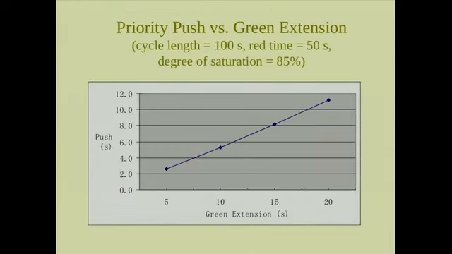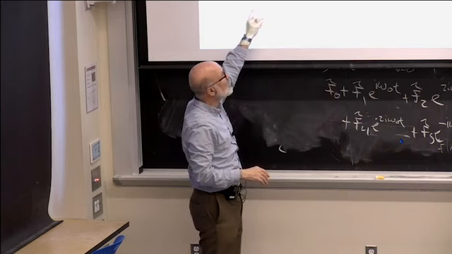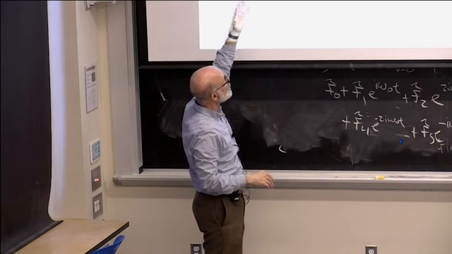So to put some numbers on that priority push, let's consider a typical intersection with a cycle length of 100 seconds, 50 seconds of red time, and the V over S term is such that the degree of saturation is 85%, that's pretty typical. So this shows how the priority push varies with the green extension. The longer an extension you're willing to give, the more of a priority push. But notice they're not equal to each other.